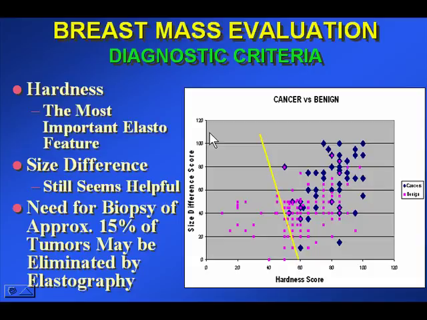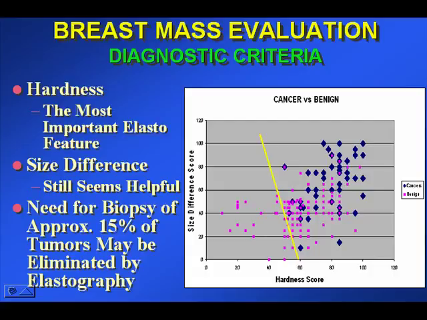Since our original work and our original publication in 1997, where we only had about 40 cases, we have many more now. And this shows a plot of the difference in size between the elastogram lesion and the sonogram lesion versus the hardness score on a 5-point scale. What you can see is that there's a fair amount of overlap in lesions, but approximately 15% of the lesions are separable using elastography.